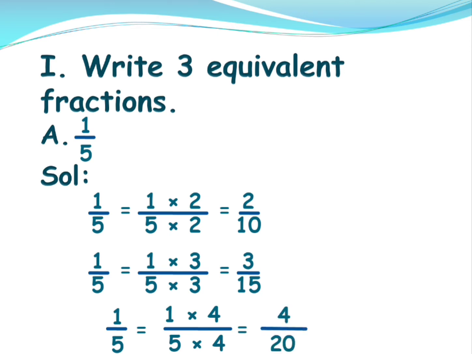Okay, children? Only thing is you have to multiply by the same number. It is not compulsory that you have to do it with 2, 3, 4. You can go with 10, 100, 1000 also. Multiplying with zeros will be easy, isn't it?